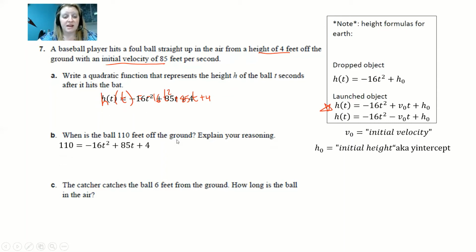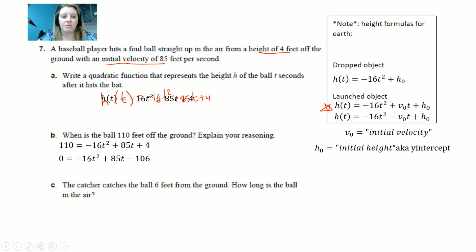All right, next they ask, well, okay, using this formula, when would the ball be that high off the ground, 110 feet high? So if we're given height, we want to substitute that in for the height side, and then we're going to solve for t. So we're going to substitute 110.